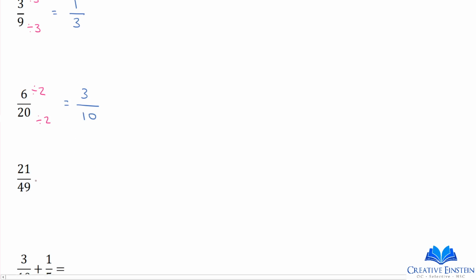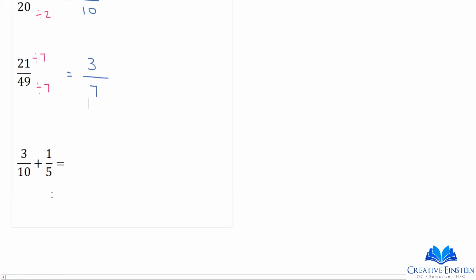Let's look at the next example. There's 21 and 49. I know I can divide 21 by 3, but I can't divide 49 by 3, so it's not a common factor. The common factor though, when we work it out, is 7. So I can divide both the top and the bottom by 7. 21 divided by 7 is 3. 49 divided by 7 is 7. So 21 over 49 is 3/7.